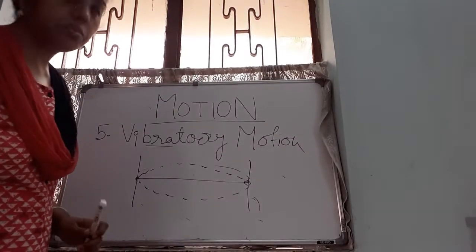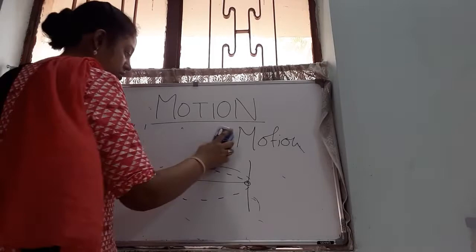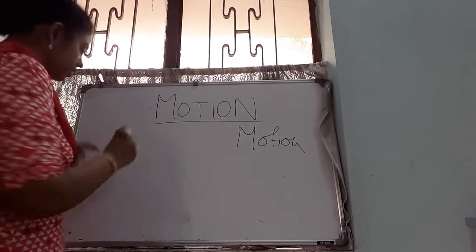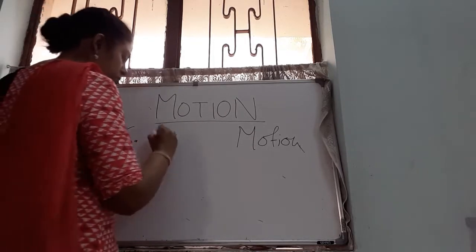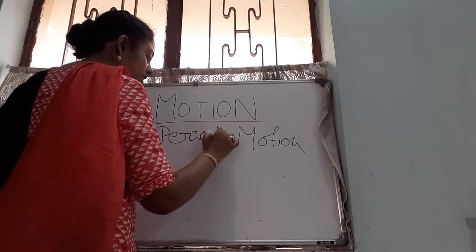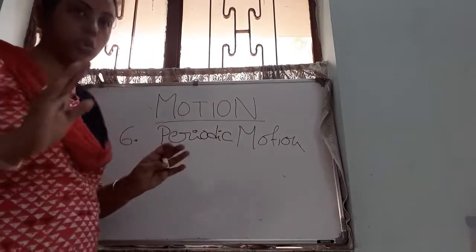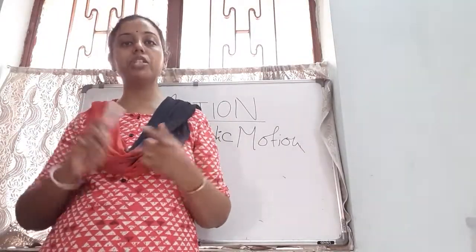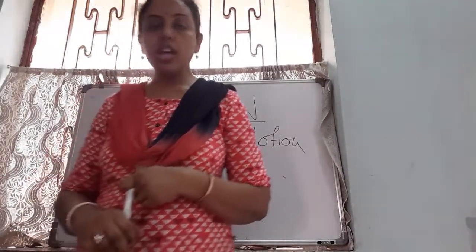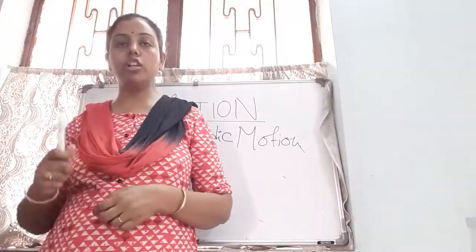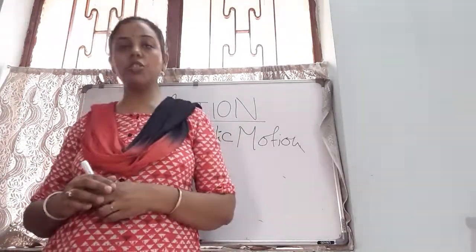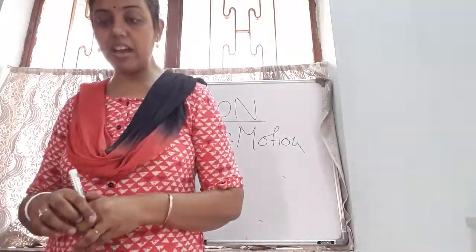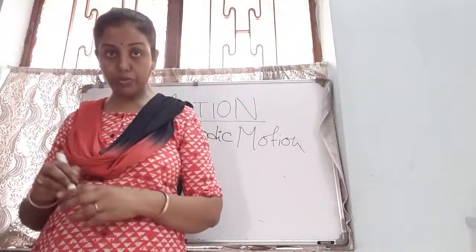Next one is periodic motion. Again, from the name we can understand what periodic motion is. A motion that takes place at an interval of a particular period of time, a motion which gets repeated after a particular period of time. Suppose the earth completes one revolution about the sun in 365 1/4 days, and the motion is repeated after every 365 1/4 days.